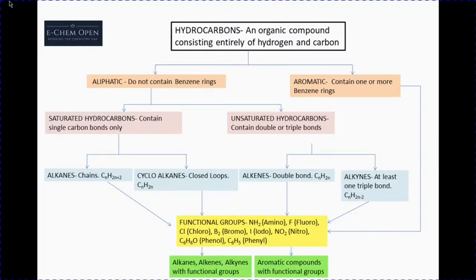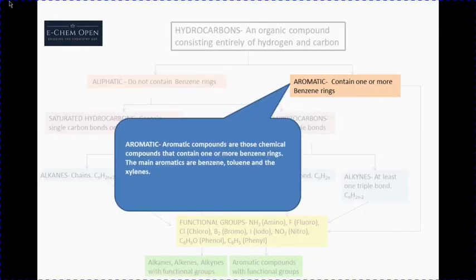Firstly, what are hydrocarbons? A hydrocarbon is an organic compound consisting entirely of hydrogen and carbon. They separate into two different groups. One of them is called aliphatic and the other aromatics. Aromatic compounds are those chemical compounds that contain one or more benzene rings. The main aromatics are benzene, toluene, and the xylenes.